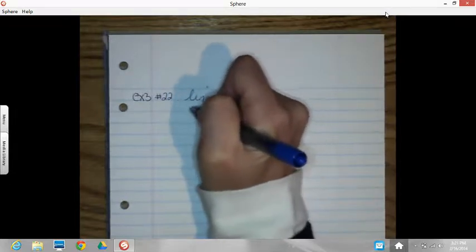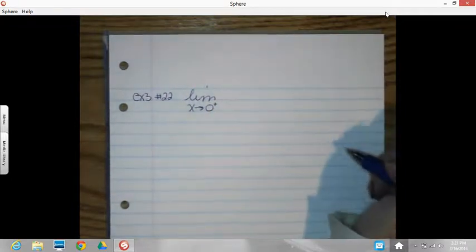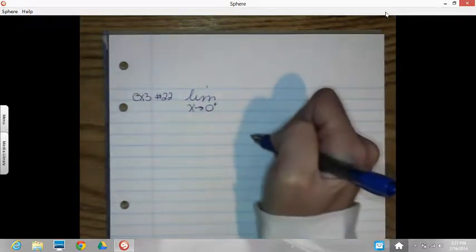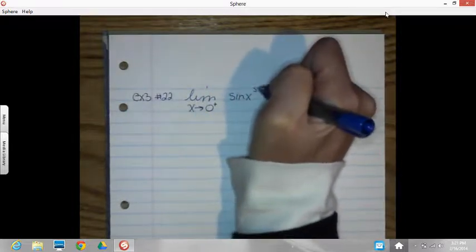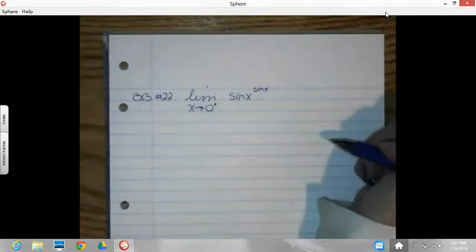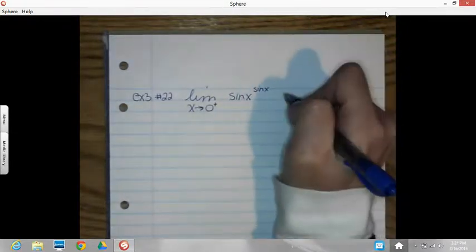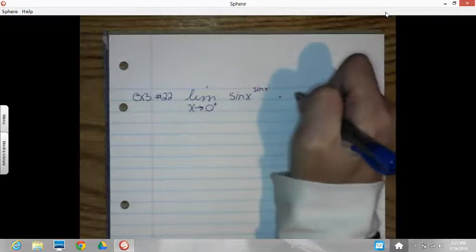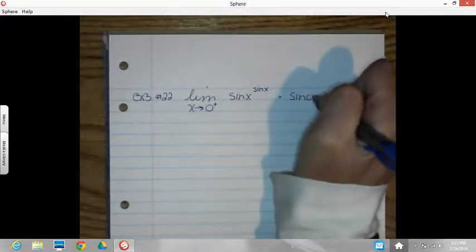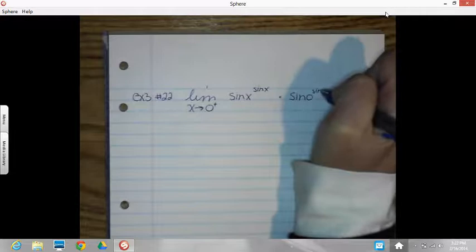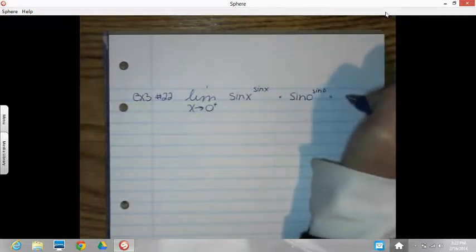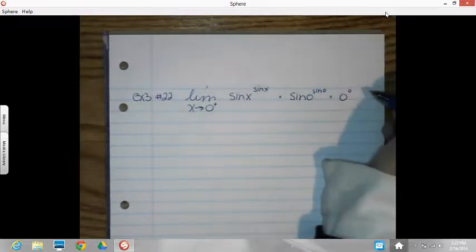Okay, we're all good. I would like the limit as x approaches 0 only from the right. So we're only approaching 0 from the right of (sine x) raised to the sine x. So here, plugging in the 0, I get sine 0 raised to the sine 0. Remember, sine of 0 is 0, so 0 to the 0, indeterminate, but I don't have a fraction.